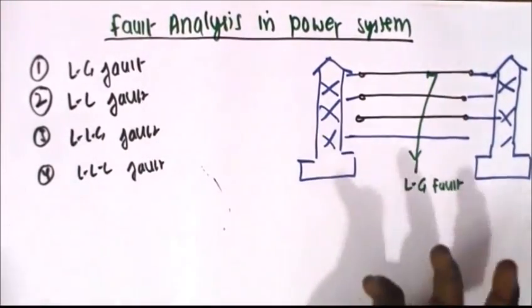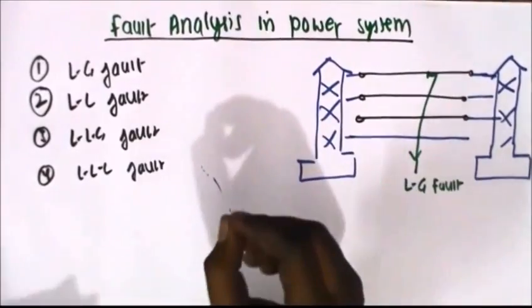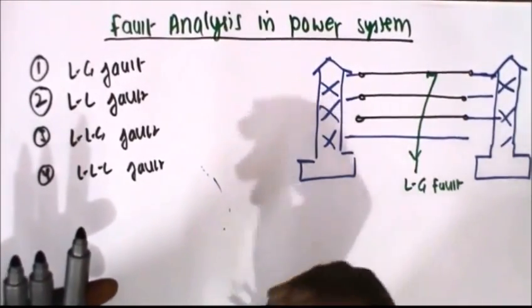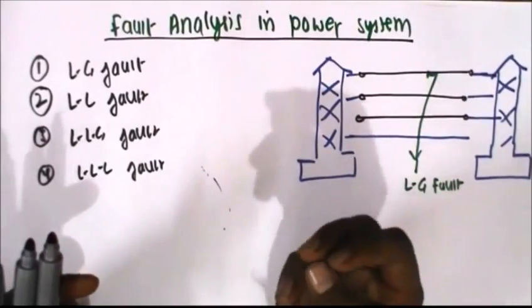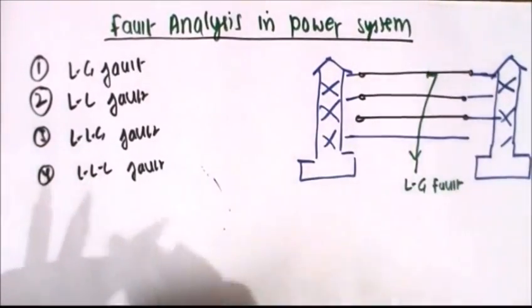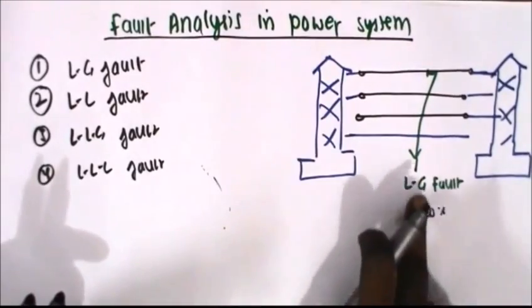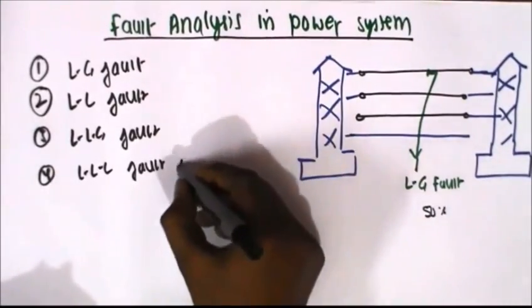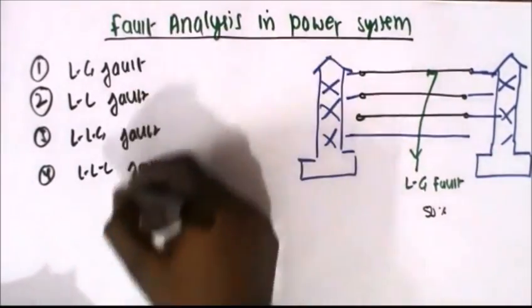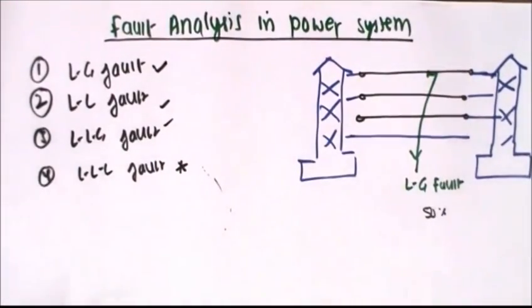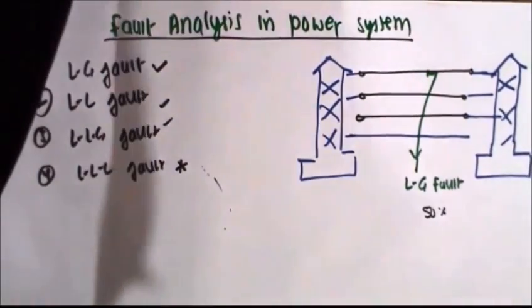In order to discuss fault analysis, we have to discuss its practical implementation. About 50% of the faults in a general system will be LG faults, and the least common fault is the triple LG fault. It depends upon the application, but still we are using it. It can be easily represented with the help of a single line diagram.